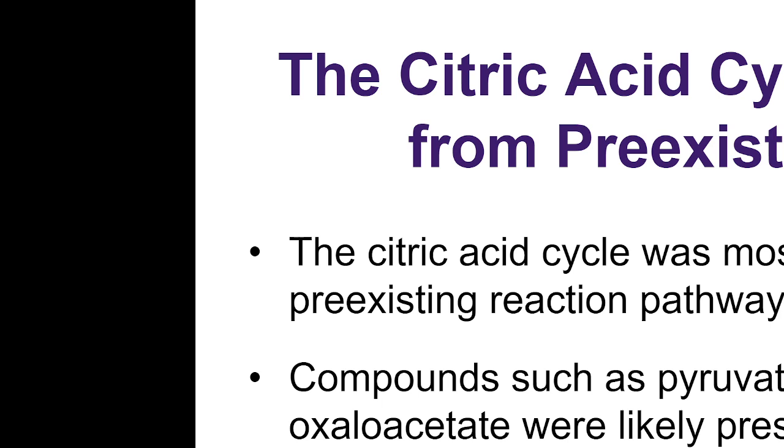The citric acid cycle was most likely assembled from pre-existing reaction pathways. Compounds such as pyruvate, alpha-ketoglutarate, and oxaloacetate were likely present early in evolution for biosynthetic purposes. Which, if you thought about it, really makes a lot of sense, because they're incorporated all over the biochemical pathways that we've already looked at, in fact. The thermodynamically favorable oxidative decarboxylation of the alpha keto acids likely formed the core of the process that preceded the citric acid cycle evolutionarily.